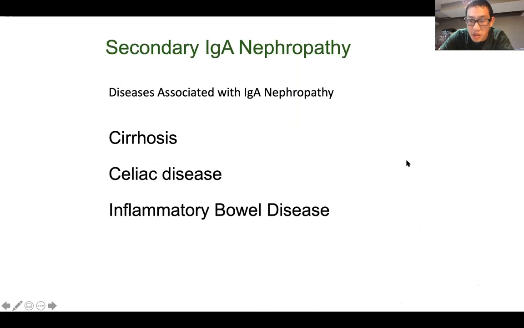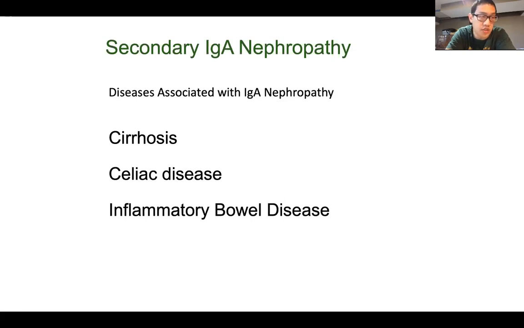Okay, so there are some secondary IgA. They can be associated with cirrhosis. Usually patients with cirrhosis are excluded from IgA trials because immunoglobulins in general are cleared by the liver. And so if your liver is cirrhotic, you're going to have accumulation of immunoglobulins, and some of those can deposit. So you can have IgA nephropathy and just cirrhosis, but we don't consider that pathologic per se.